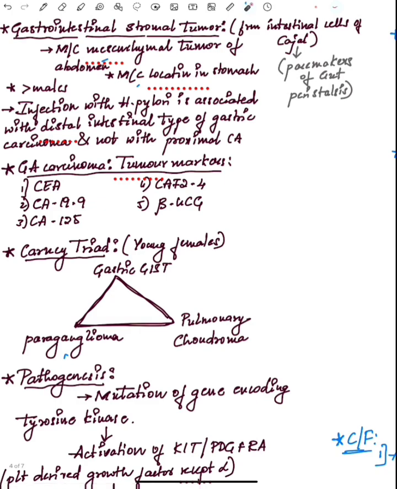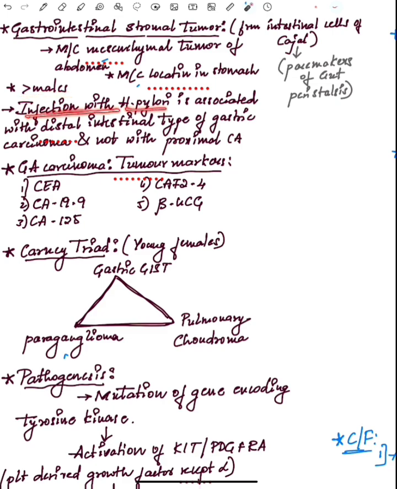Now, coming to gastrointestinal stromal tumor. It arises from the interstitial cells of Cajal. These interstitial cells of Cajal are the pacemaker of the gut peristalsis. They are similar to cells like the SA node in the heart, which initiate the electropotential. It is the most common mesenchymal tumor of the abdomen. It is most commonly located in the stomach. It is mainly seen in males.